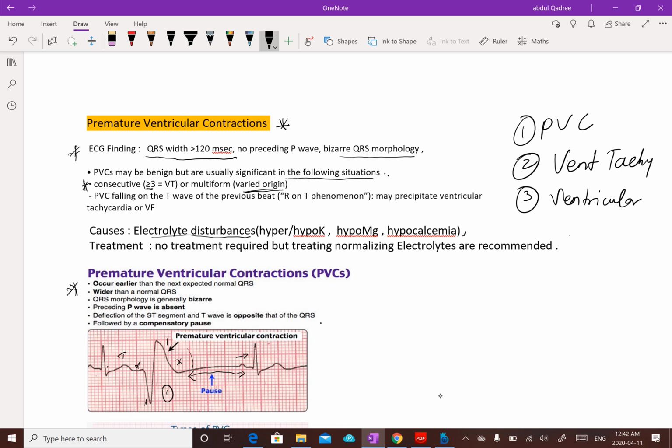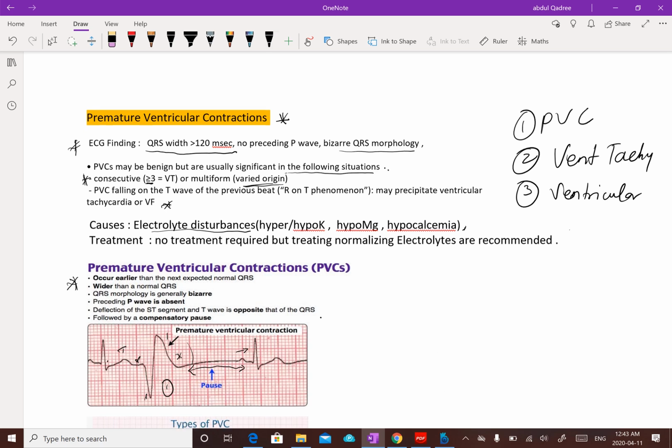Another situation is a PVC falling on the T wave of the previous beat. Let's say we had a QRS complex and then a T wave, but before the T wave ends, the PVC falls on it. That means it's an abnormal PVC and it should be treated. It can precipitate ventricular tachycardia or ventricular fibrillation, and that's the most important thing. So this is basically a precursor for the development of ventricular tachycardia and ventricular fibrillation. However, if it's alone, we don't bother with it, let it go. But if it's more than a couple, then we have to deal with it in an aggressive manner.